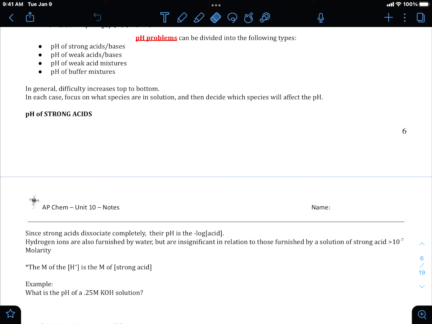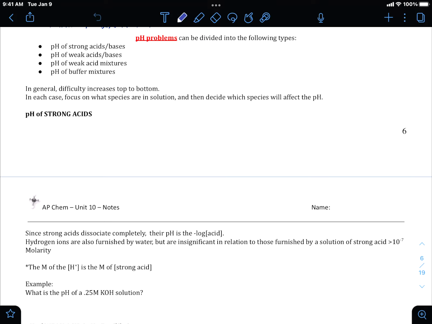Okay, so continuing on in acids and bases, we're going to learn how to find the pH of various types of problems. And in this unit, there's lots of different types of problems, but they can be categorized into 4 types. We're going to go over the first 3 types today. Some of these we already know because they've already been discussed, but we'll go over them anyways.